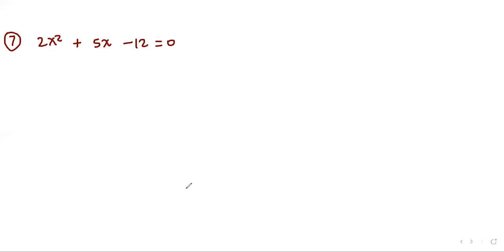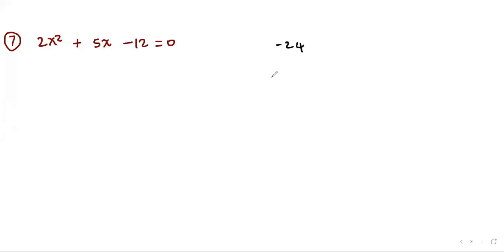So first of all, we will find what is 2 times negative 12. You get the leading coefficient times the constant. So 2 times negative 12, we will get negative 24.